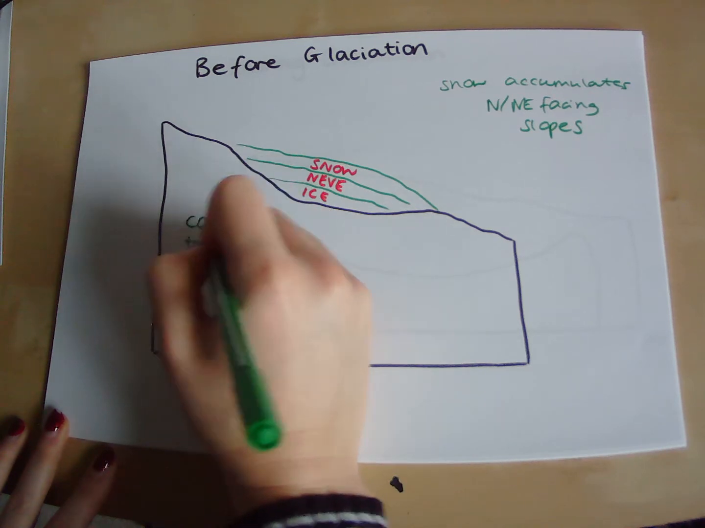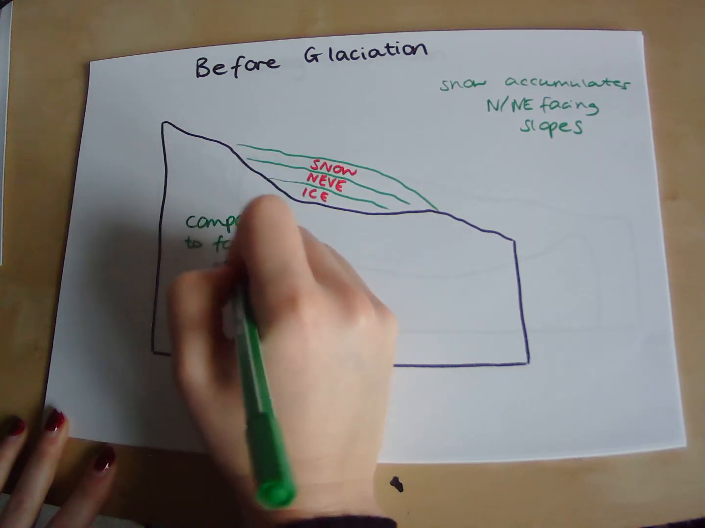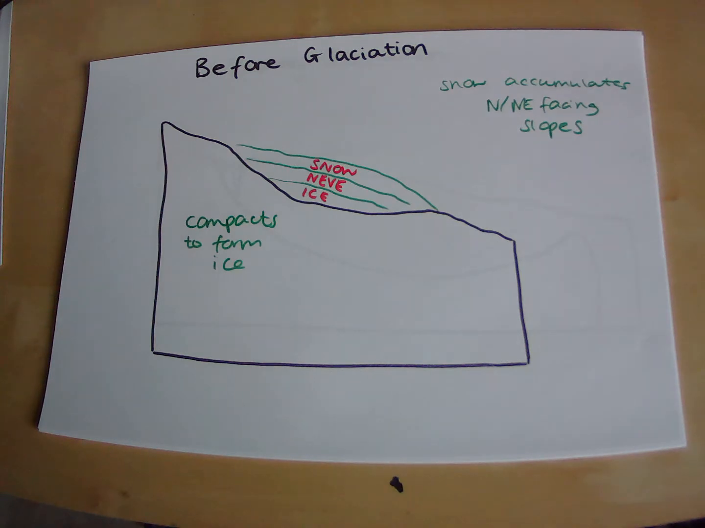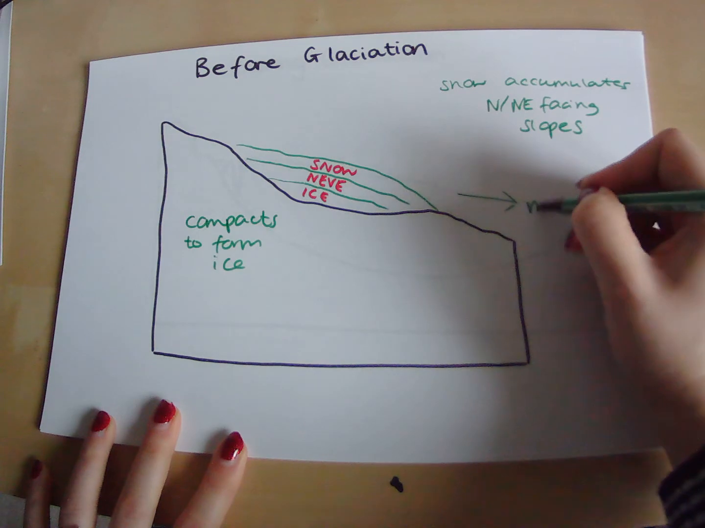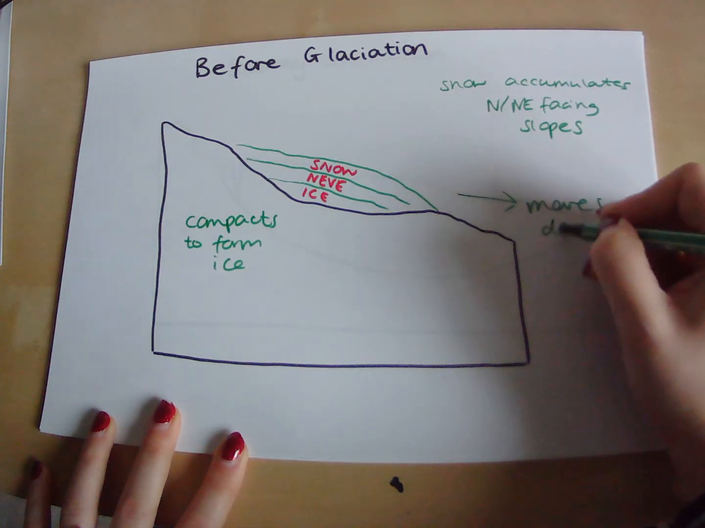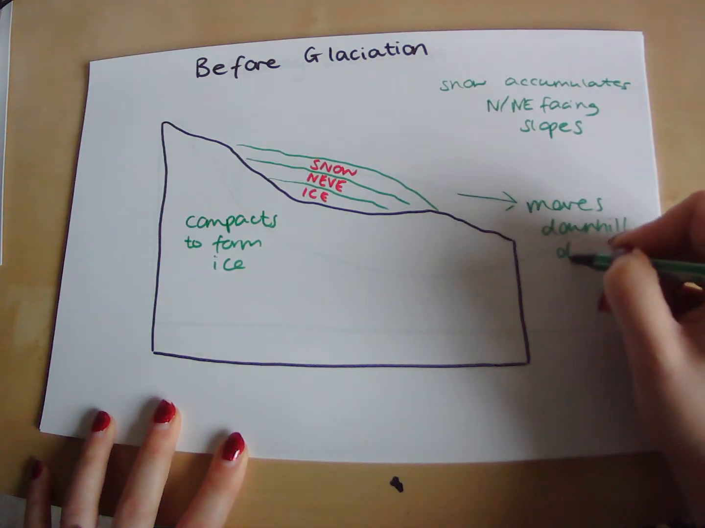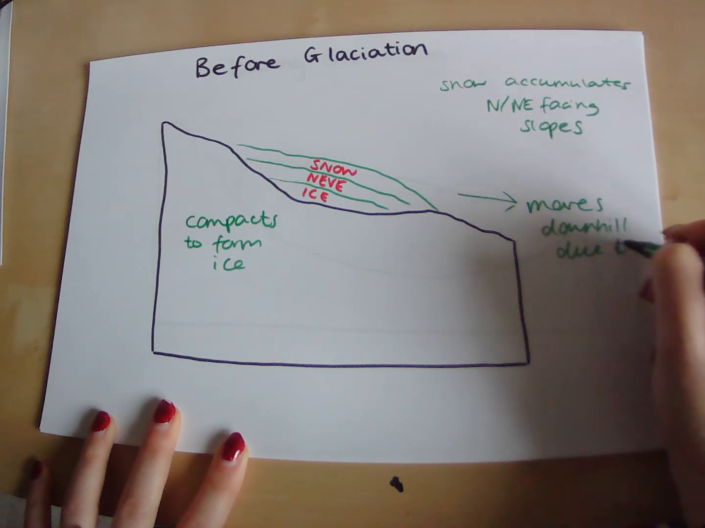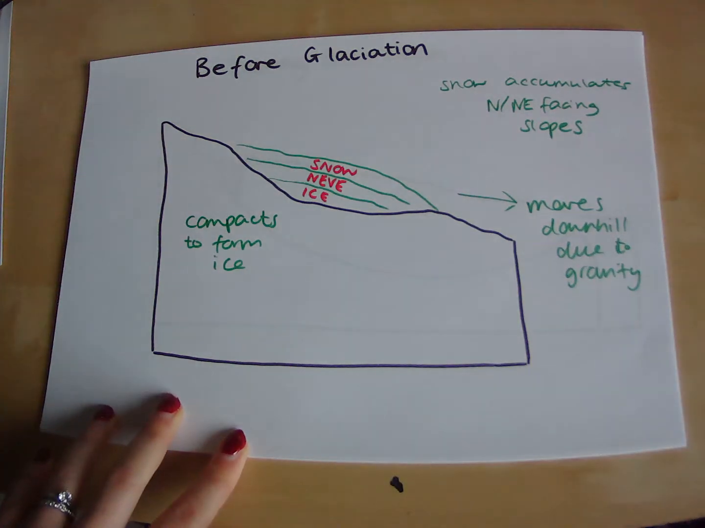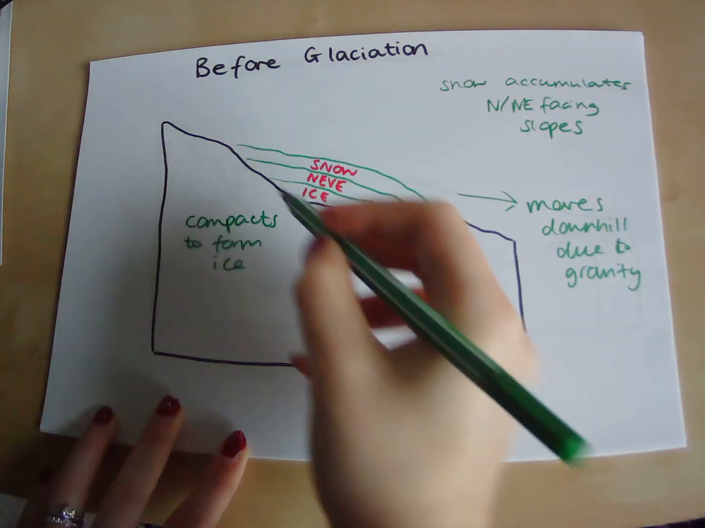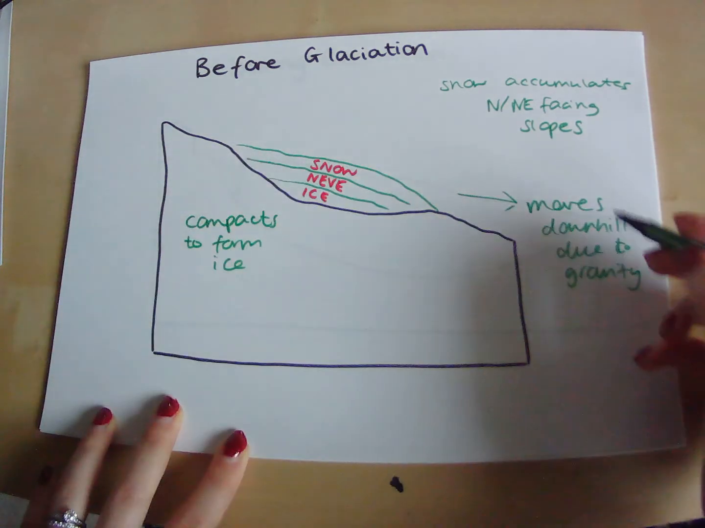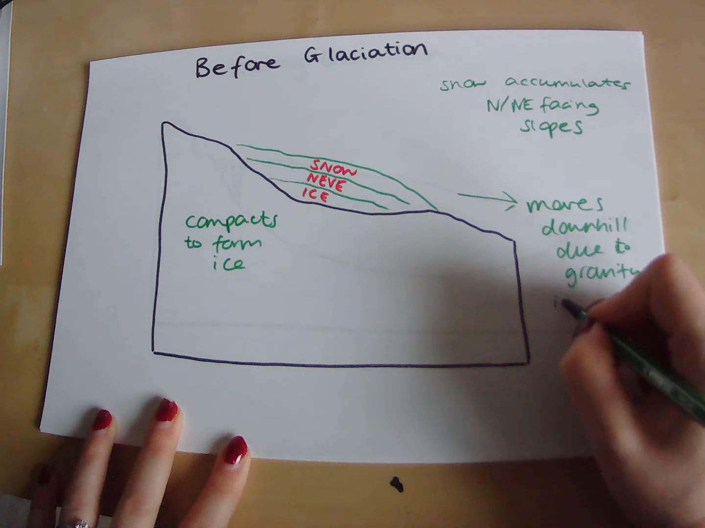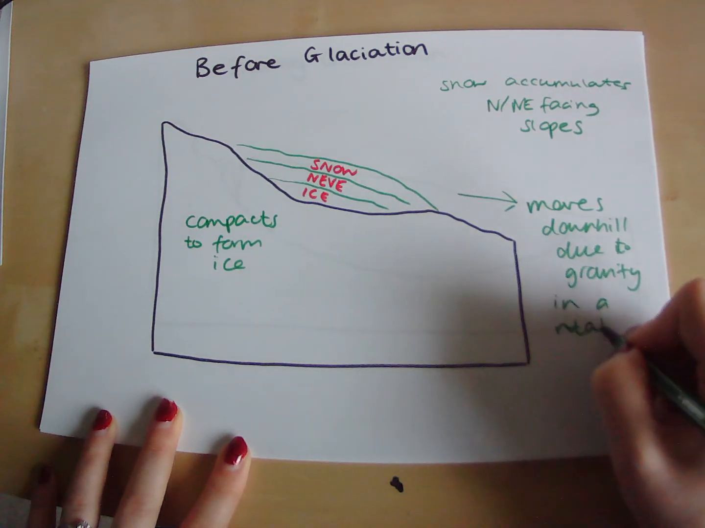until eventually our ice is so heavy that it turns into a glacier and it starts to move downhill. So once it's a glacier, it starts to move downhill due to its weight and gravity. And with the hollow here, it starts to move in a rotational way. So it starts to rotate down like this and back on itself. So it's downhill due to gravity in a rotational movement.